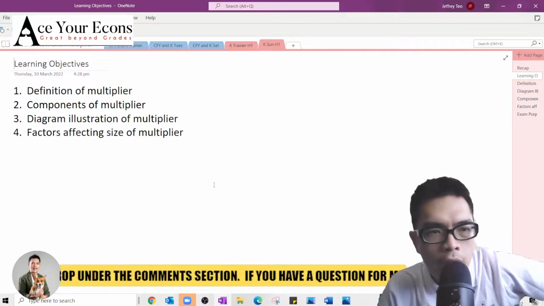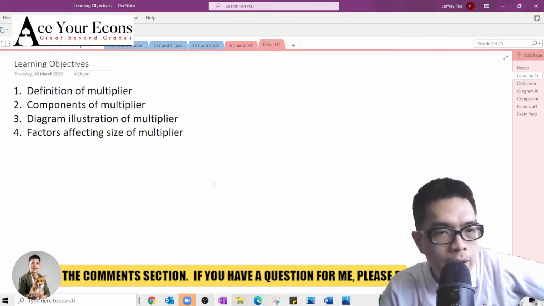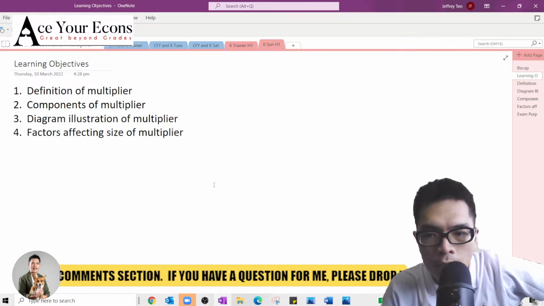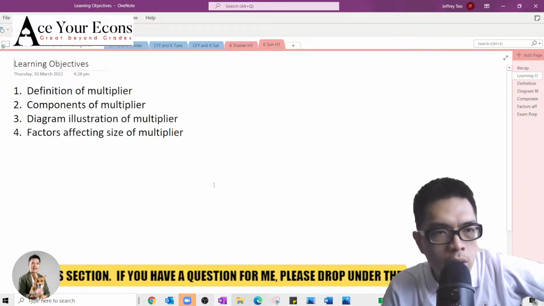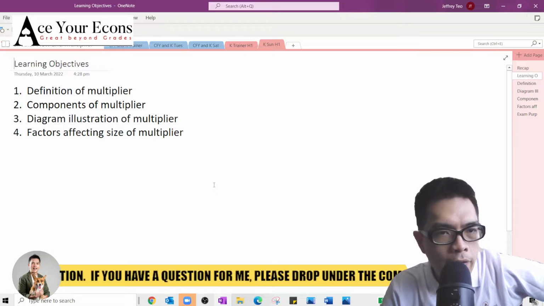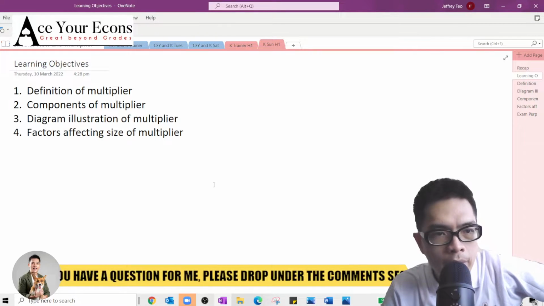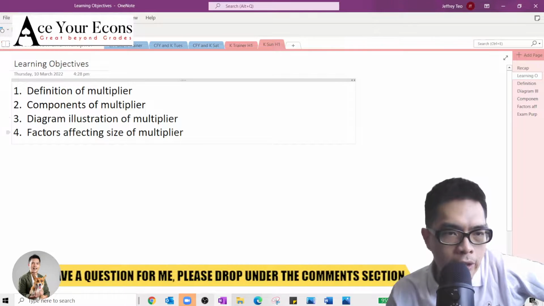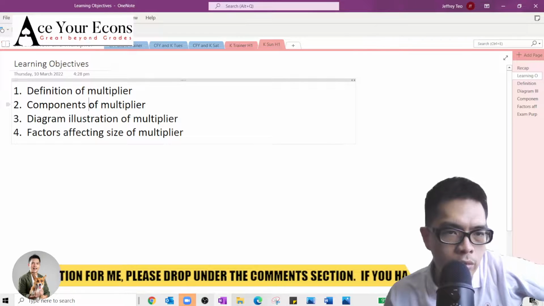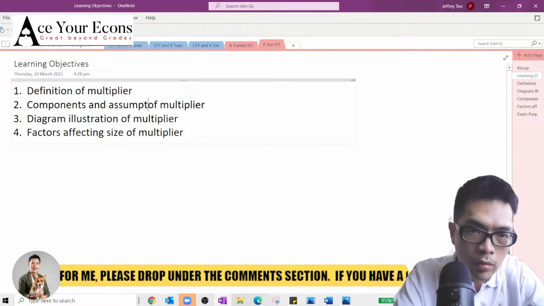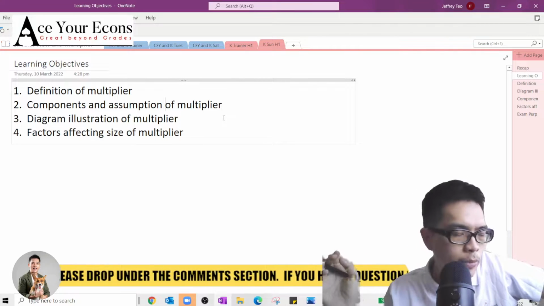These are the 4 key objectives that I will be covering, and we will probably end up with a short time practice. I hope by 10:45 we should be good to go. For your learning objective, you'll be looking at the definition of multiplier, then the diagram first. After that I'll go through the components and assumption. And lastly, the factors that affect the size of multiplier.